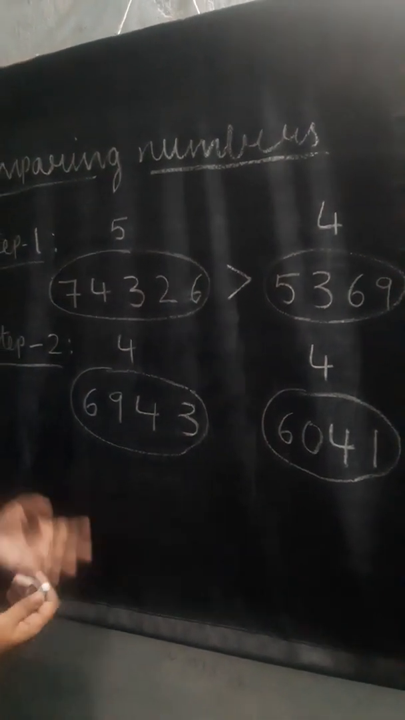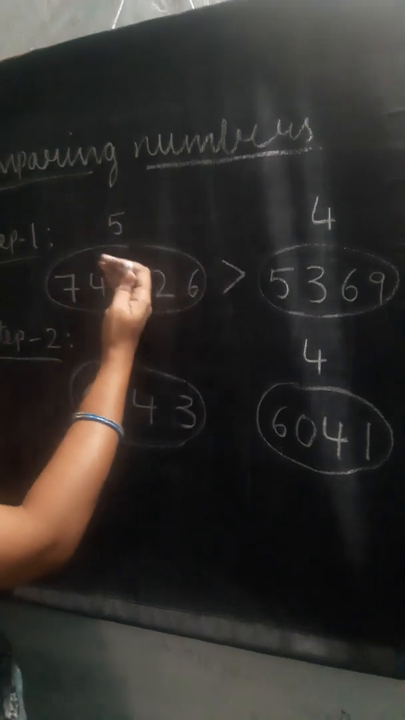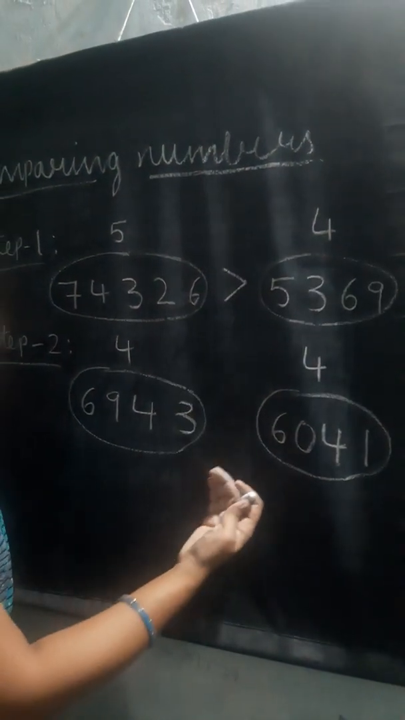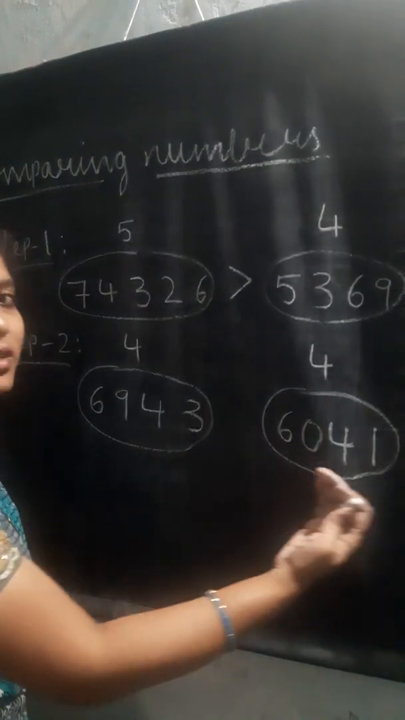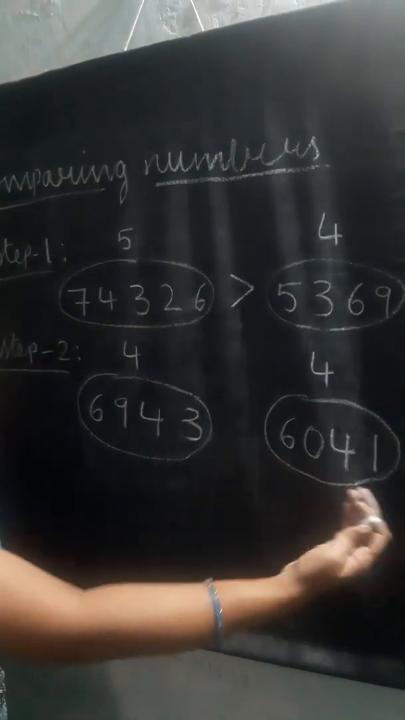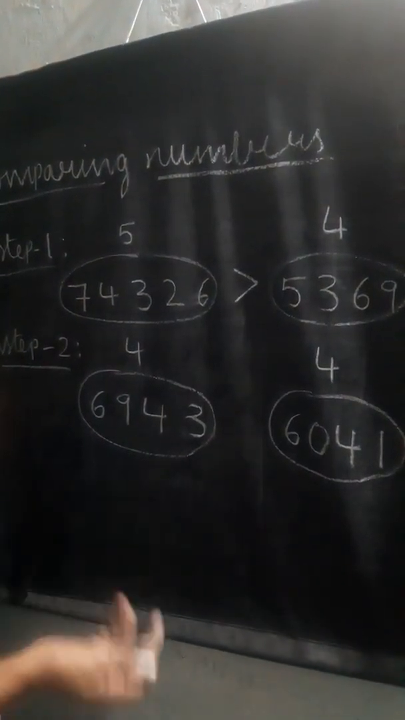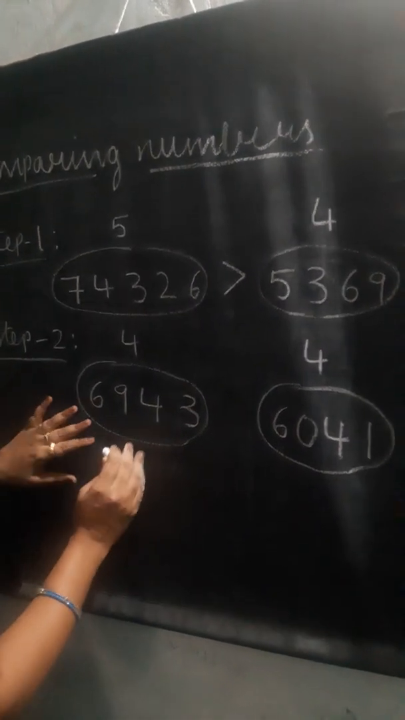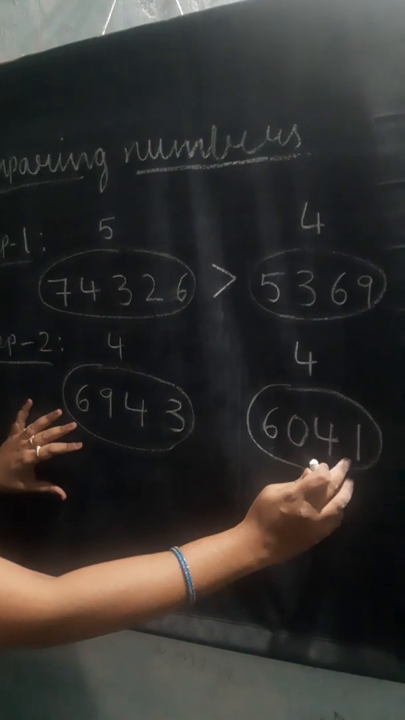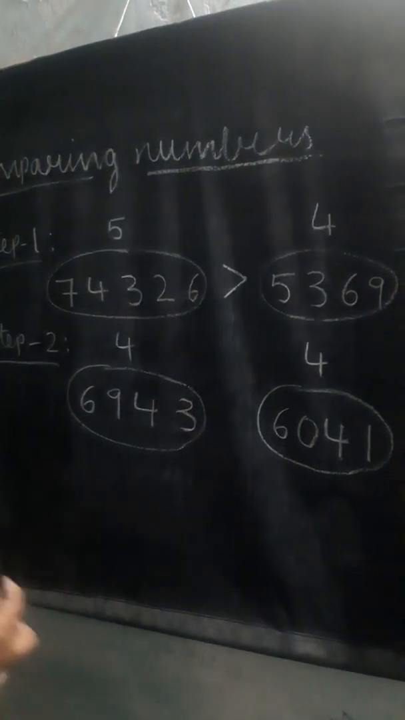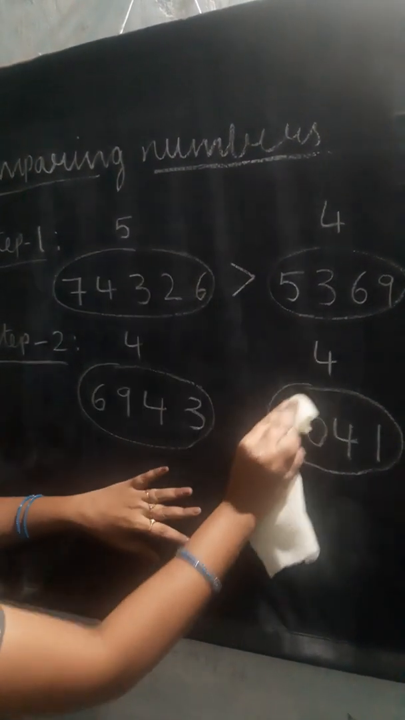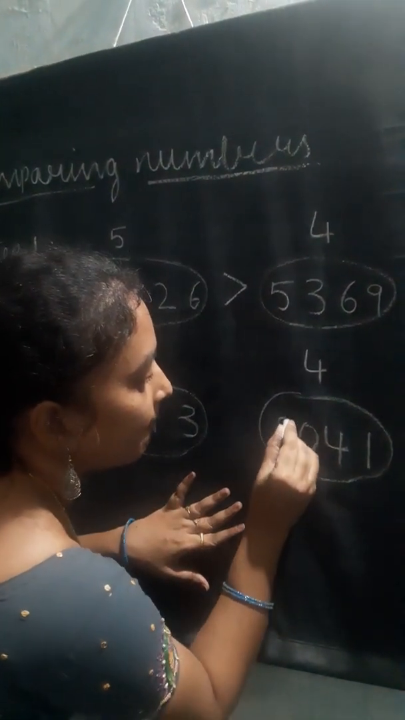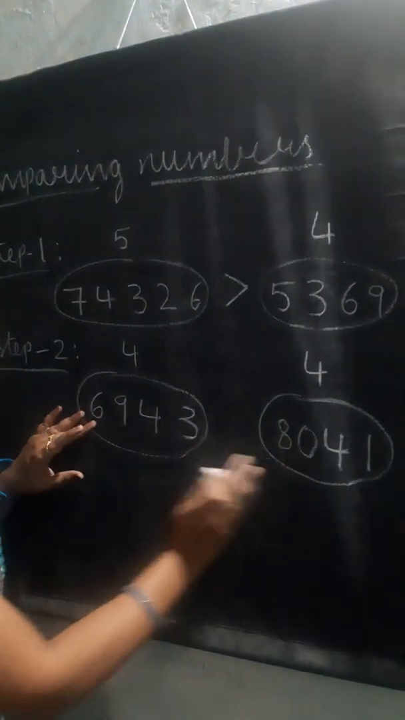See, the first step I told you: the number having more digits is the greater one, right? But coming to the second step, when the two numbers have the same number of digits, how can you identify which is the greater number? Compare the first digit of both. Wait children. See, these are the two numbers.